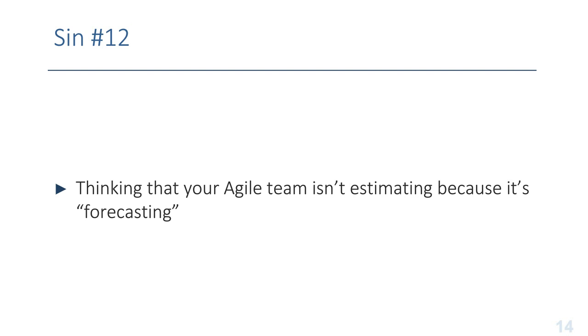Almost deadly sin number 12, thinking that your Agile team isn't estimating because it's, quote, forecasting. This is one of the more annoying developments that I've seen in recent years as teams actually apply estimation practices and say, we're not estimating, we're forecasting, seemingly oblivious to the fact that forecasting is a specific kind of estimation. Specifically, a forecast is an estimate that has to do with estimating something that's going to occur in the future. So if you're estimating the number of fish in a lake, that's not forecasting because those are the fish that are already there.